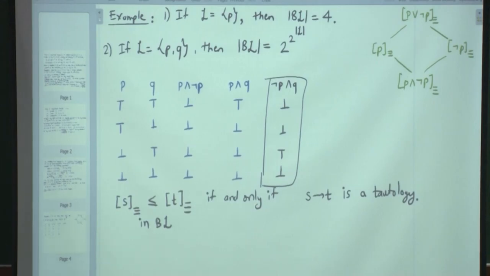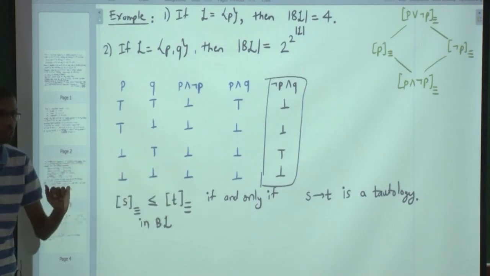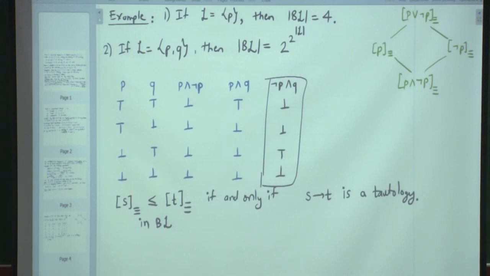Recall the definition of truth for implication. Whenever S is true, then T is true. That's precisely what we wanted. Whenever you have a true in this column, then the corresponding truth should also hold for the column for T. The valuation of S implies T is true if either S is false, in which case we don't really care, but whenever S is true, then T should also be true, right? So therefore, if and only if S implies T is a tautology.